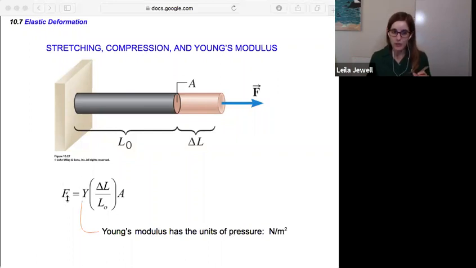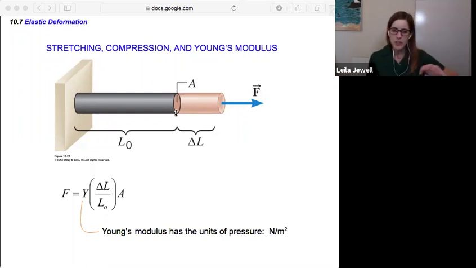The amount of force needed is equal to Young's modulus, which tells you about the material itself. It's something you look up in a table, which we'll see in the next slide, and it has units of pressure, newtons per meter squared. We'll see more about pressure in the fluids chapter. So the Young's modulus times the change in length, how much it has stretched outward or compressed inward, divided by the original length, L0, the natural length without any stretching or compressing, and then multiplied by area, the cross-sectional area of the cap. If you're imagining stretching my water bottle, that would be the area of the end of it, what you're applying the force over.